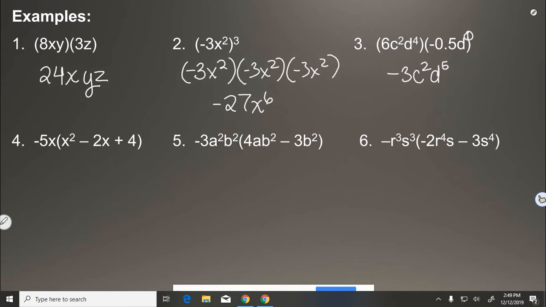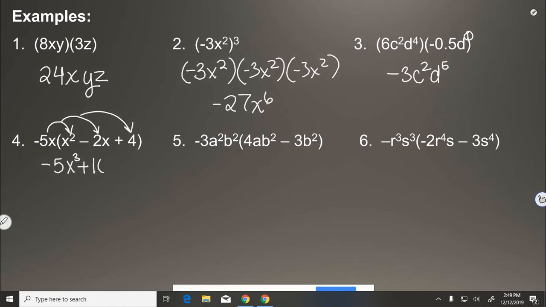Now, down on the bottom row, we have more than just a monomial that we're multiplying by. So we have to distribute the number outside. Negative 5x times x squared is going to become negative 5x cubed. A negative times a negative is a positive.